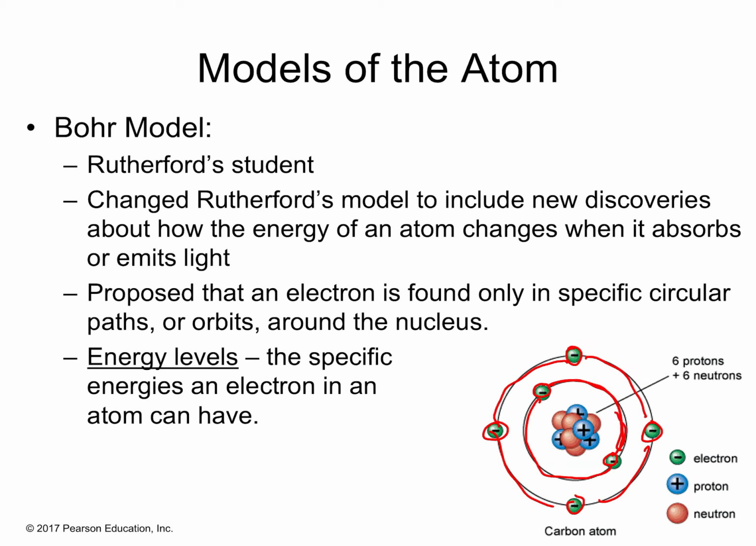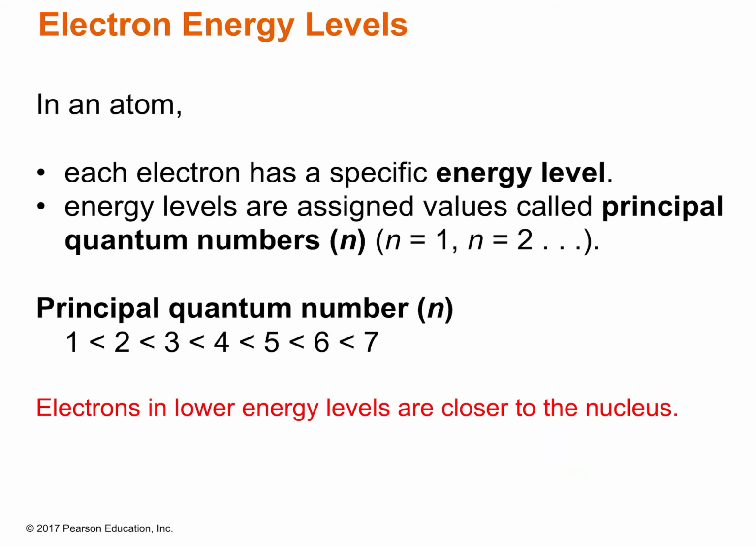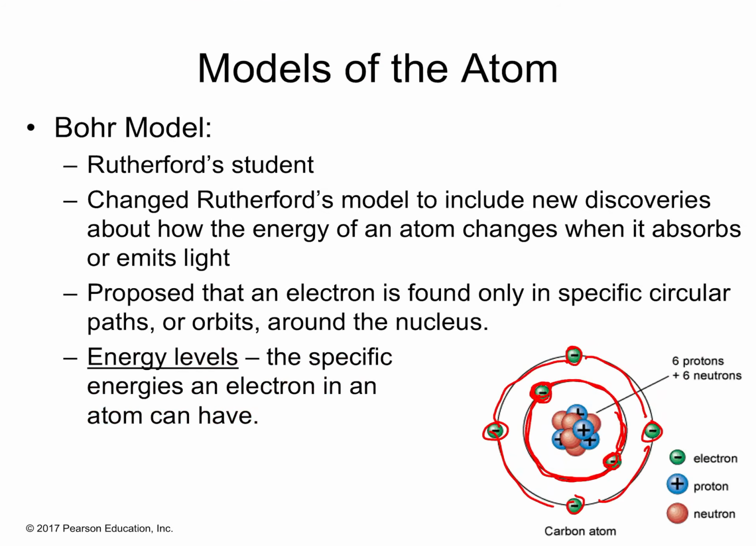Okay, so these paths here, these orbits, we are also going to talk about as energy levels. And we'll get more into that, but these energy levels correspond to a specific amount of energy that electrons in an atom can have. As they are closer to the nucleus, they tend to be lower in energy, and as they get farther and farther out, they tend to be higher in energy. Okay. So in an atom, each electron has a specific energy level that it's been assigned to.